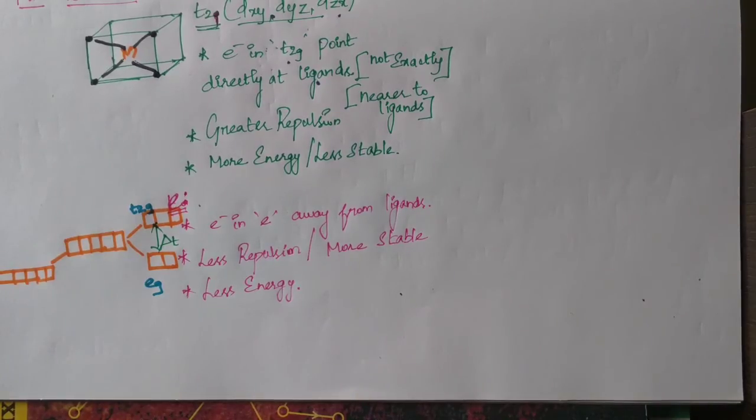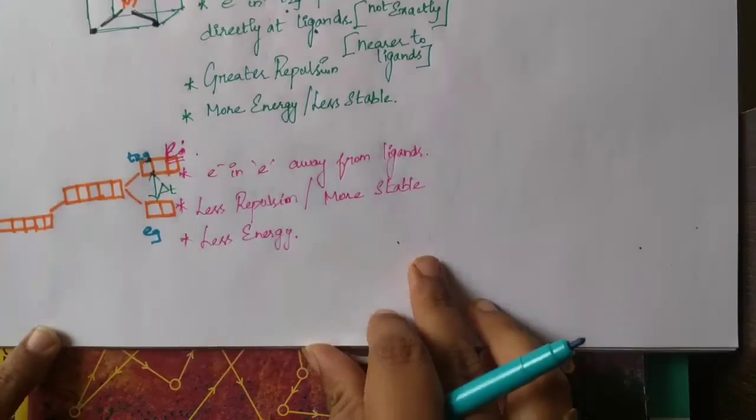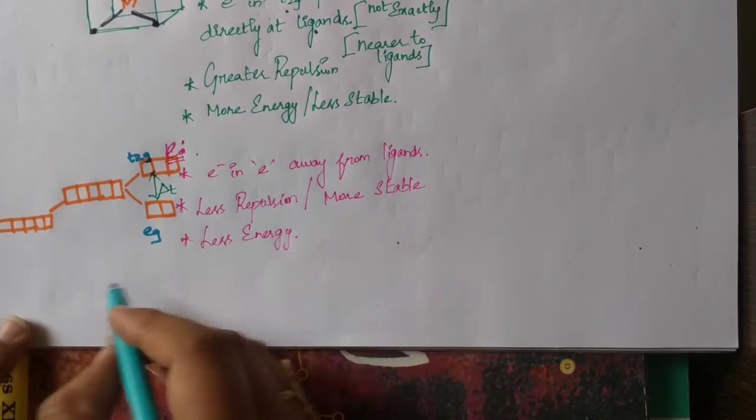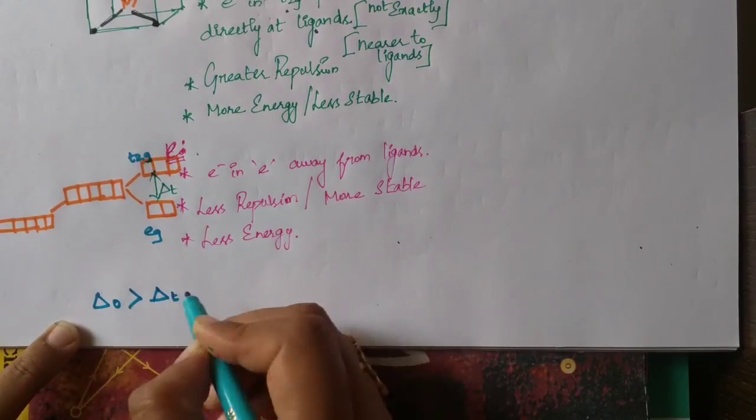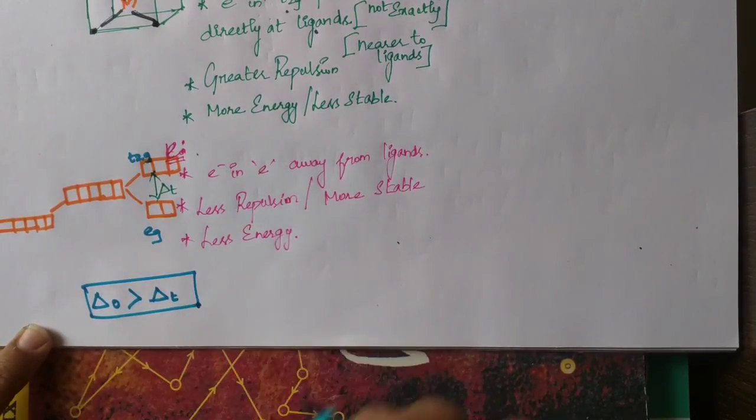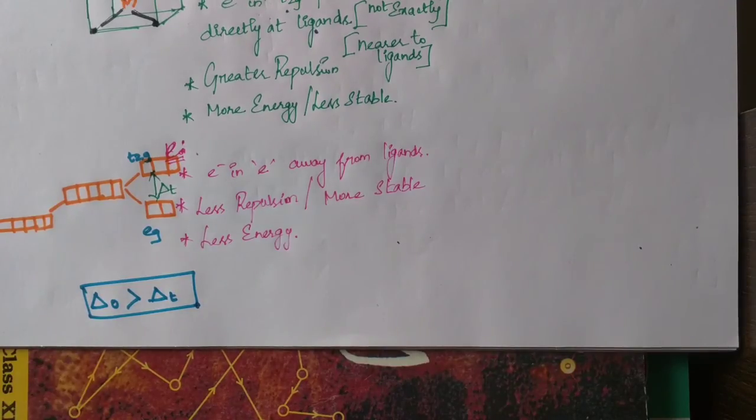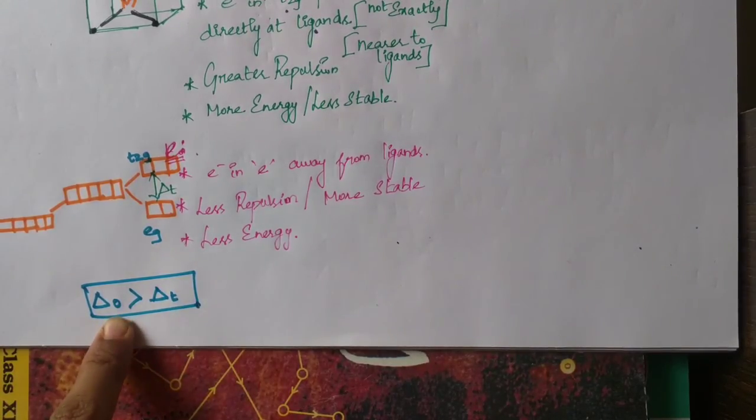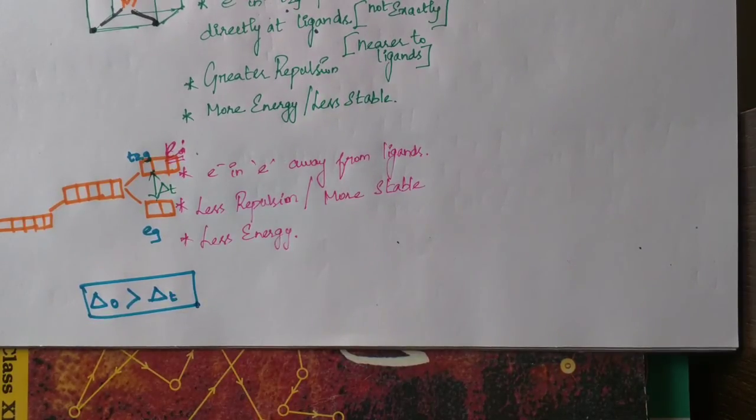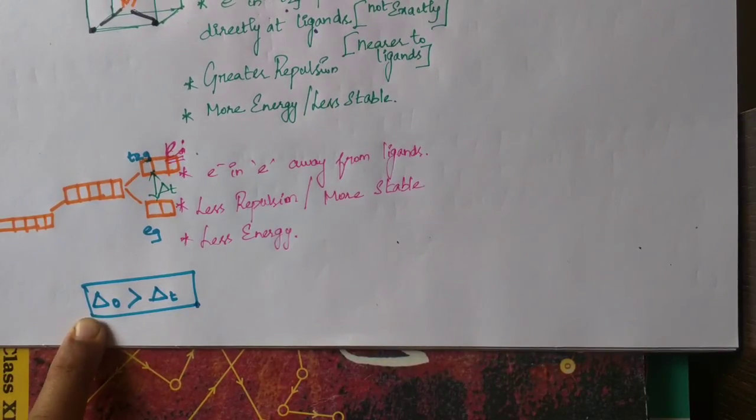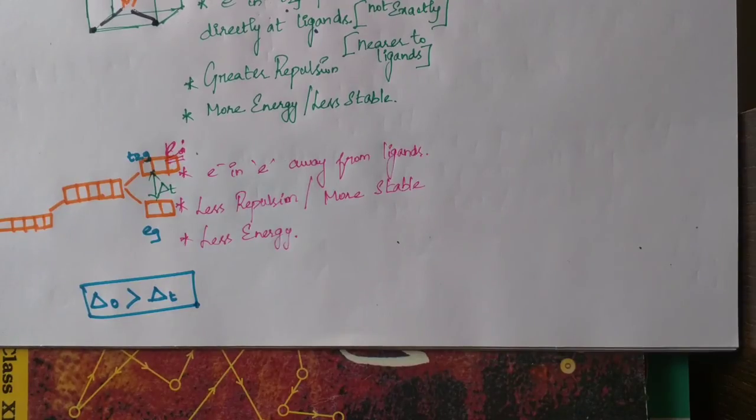But here one more thing is, if you compare the values of Δo and Δt, the Δo value is more. Okay, Δo is more than Δt. Why? Here 4 ligands, here 6 ligands. Octahedral has 6 ligands, tetrahedral has 4 ligands. When ligands increase, splitting also will be more. When splitting is more, the delta value is also more. Clear, students? This is the important point.